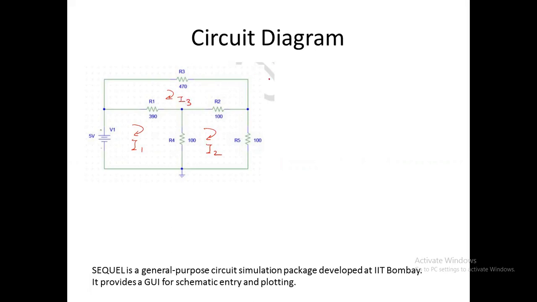If you write the equations by applying KVL to loop 1, the first equation I will get will be 5 is equal to the sum of the resistance in that particular loop. So it is 390 plus 100, which comes to 490 I1. Then the common branch resistance, 390, with current I3 flowing, will give minus 390 into I3. Then R4 is again a common branch resistor where I2 is also flowing, so it will be minus 100 into I2.